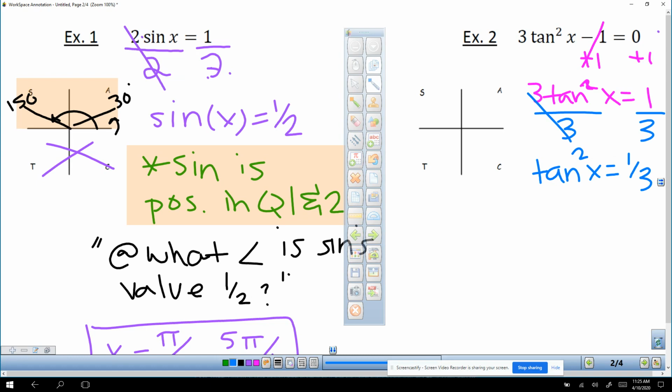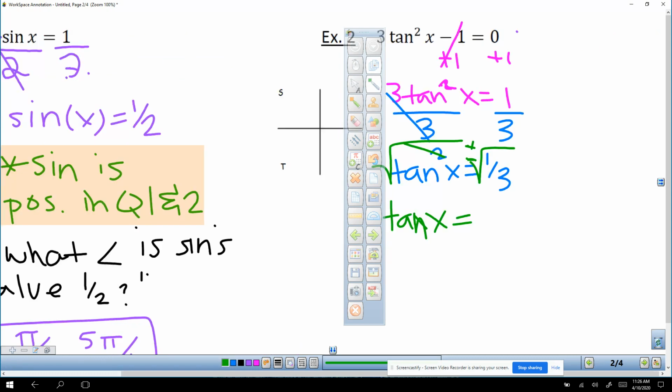Now, I haven't isolated it yet. It's still being squared. I want to get tangent of x by itself completely. So the opposite of square is to square root. Now, remember, when you take the square root in the process of solving an equation, you always have to put that plus or minus in front of the square root. So the square and square root cancel each other out. So we have tangent of x equals the positive or negative square root of 1/3.